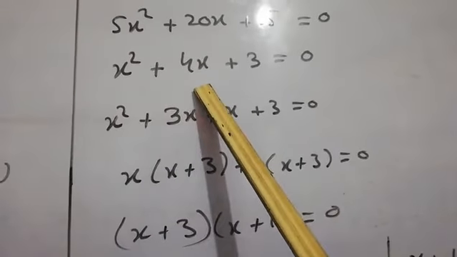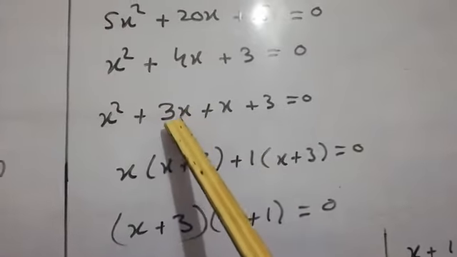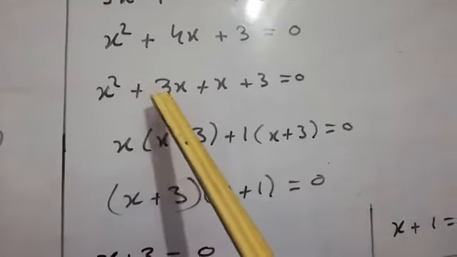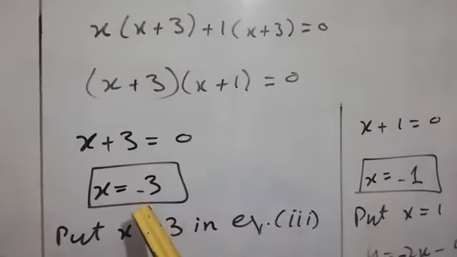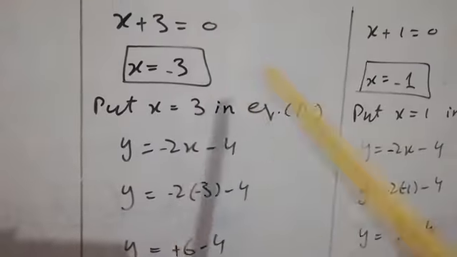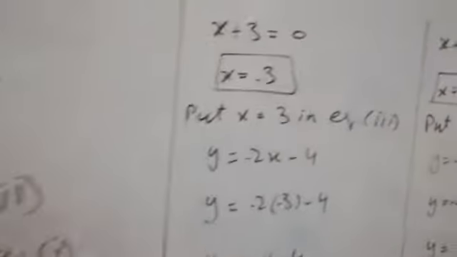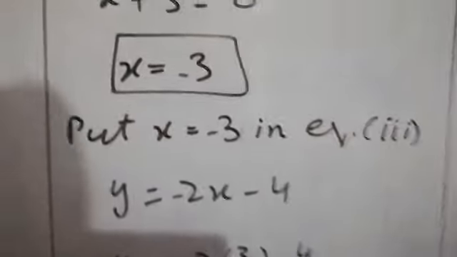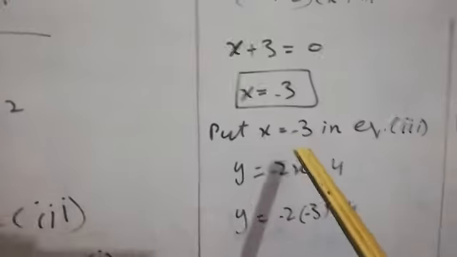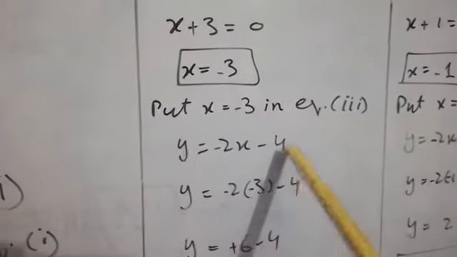And now we will factorize this equation by middle term break. 3x plus x is equals to 4x. So we will take this x as common and we will get the value of x, which is equals to minus 3, and the second value of x is equals to minus 1. Now this is the time to put the value of x is equals to minus 3, dear students. We will put the value of x, minus 3, in any equation 1, 2 or 3. But equation 3 is simple, so we will put x is equals to minus 3 in equation 3.